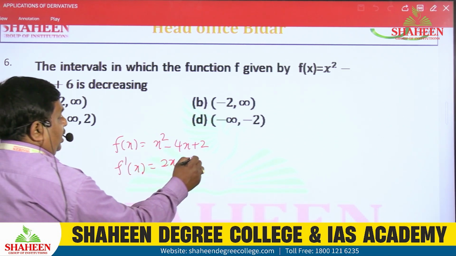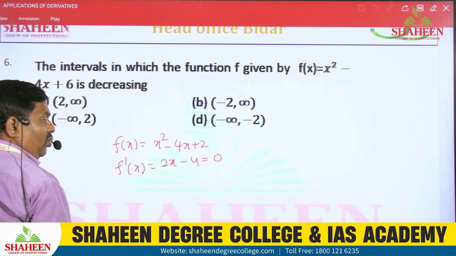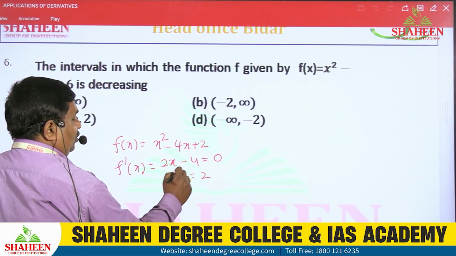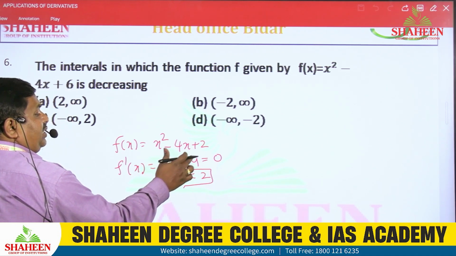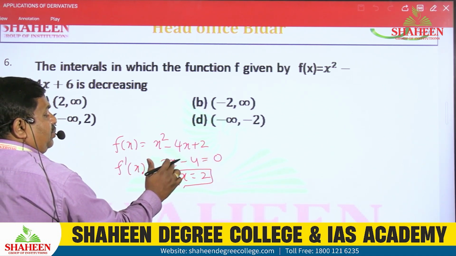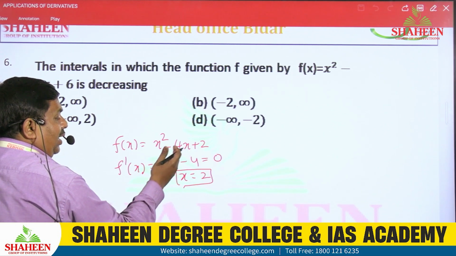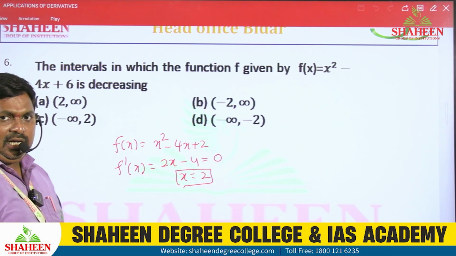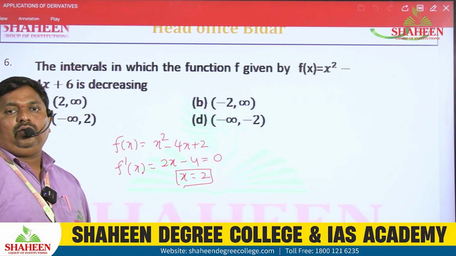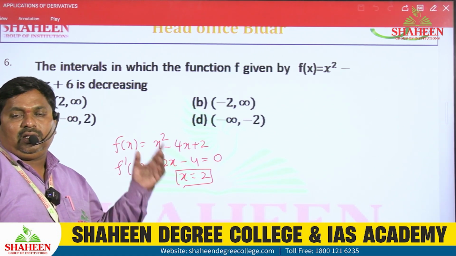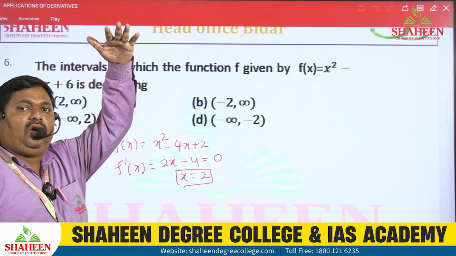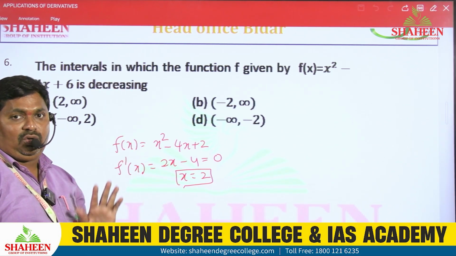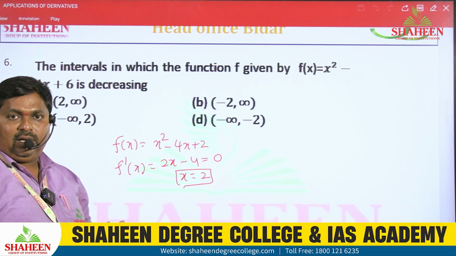Okay, on taking this derivative equal to 0, we will get a critical point. If you take 2x minus 4 equal to 0, then 2x is equal to 4 and x is equal to 4 by 2, which is 2. The critical point is x equal to 2. At this point, the curve is neither increasing nor decreasing, it is stopping. It is stopping at x equal to 2. Okay?